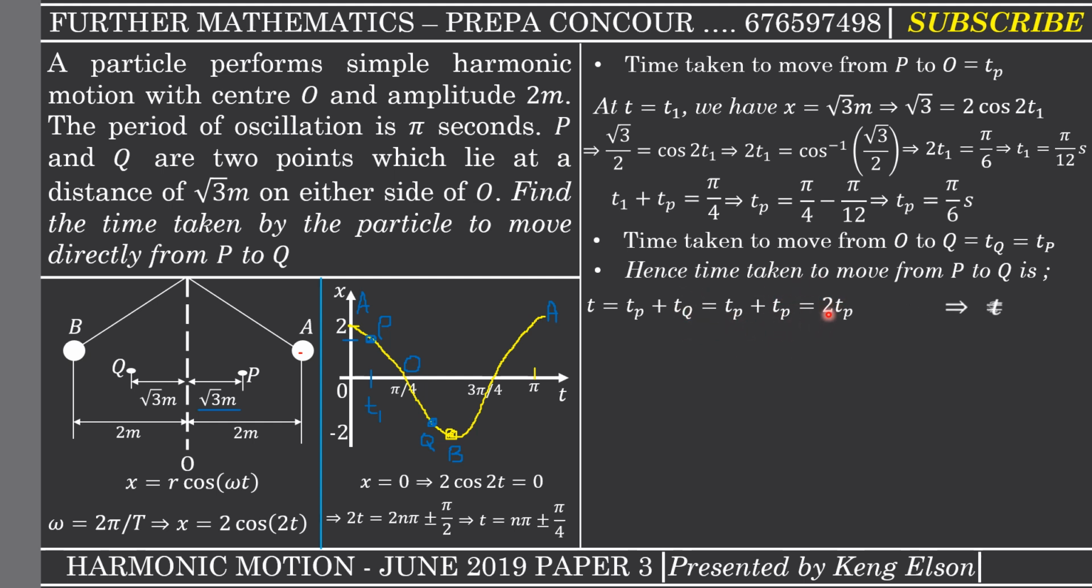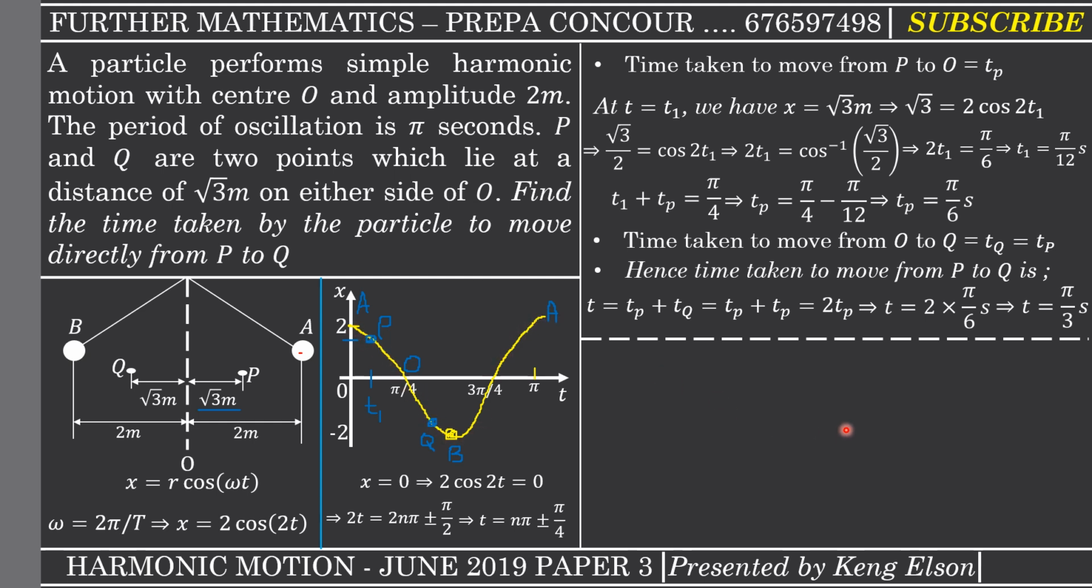So when we add the two, we get 2 times TP. So at the end of the day, we multiply pi on 6 with 2, and we get pi divided by 3 seconds. So that is it. This analysis is a little bit strange, but it is also very important for you to understand what happens during simple harmonic motion, what happens to the particle, how the equation of motion came about, how to analyze the motion on the graph.